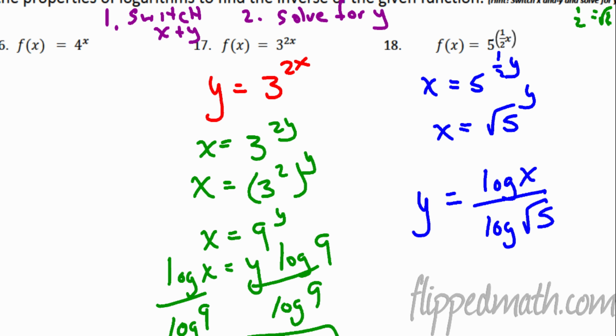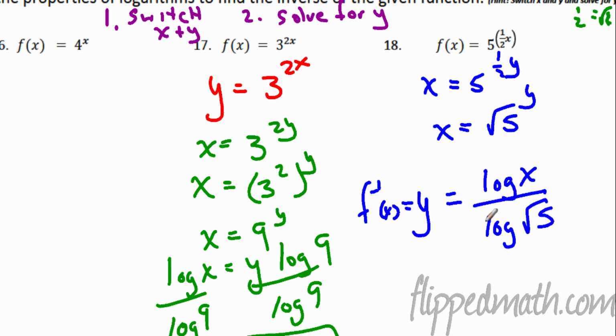Okay, so solving number 18 here, we get y, or technically we get the inverse of x, same as y, equals log of x over the log of square root of 5, because 5 to the 1/2 power is really square root of 5. That y is going to come down. You take the log of both sides. You divide by the log of radical 5. That's how we get to this point.